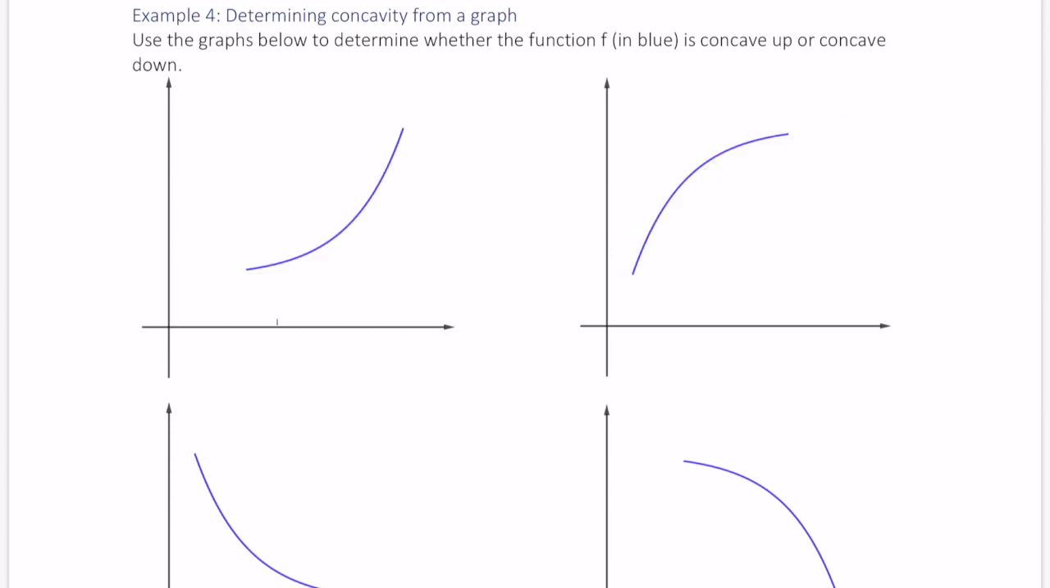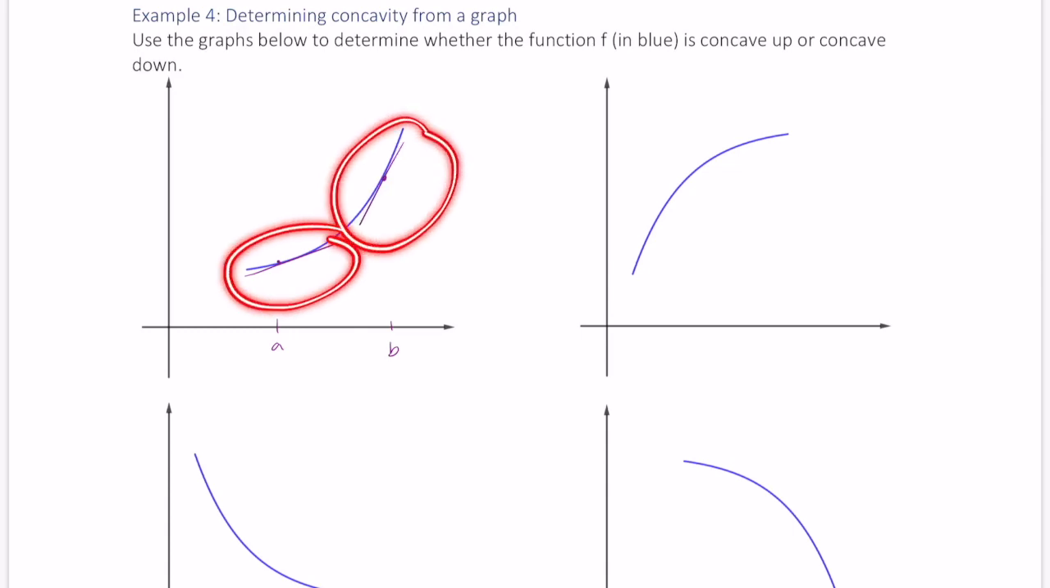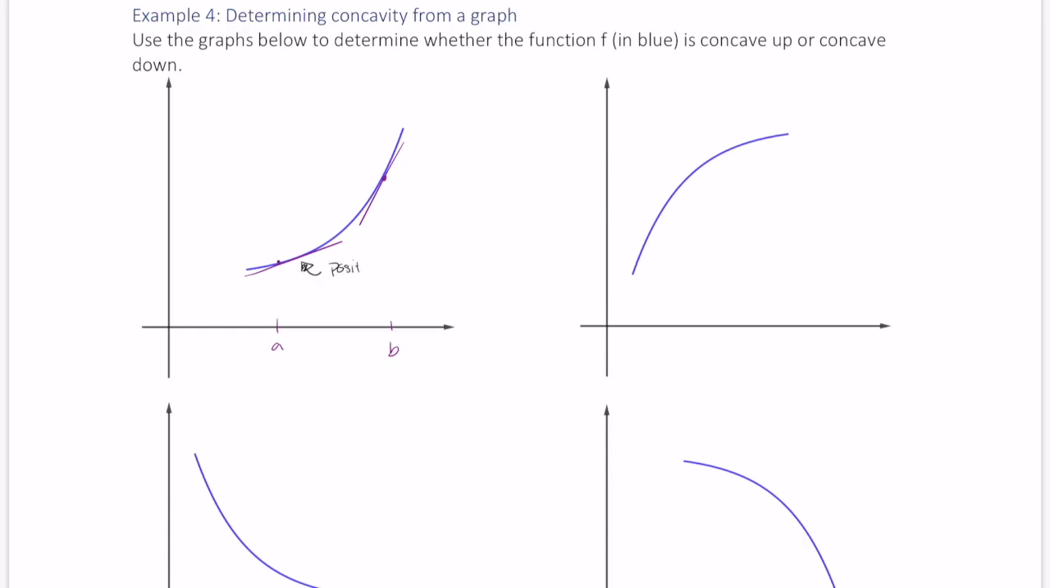Say this is point A here, and this is point B. Let's consider the slope of the tangent line here and here. We can sketch in some tangent lines. There's one of them, and there's the other one. They both have a positive slope. Now, which one is steeper? This is a positive slope, and this slope here is more positive, since this line is steeper.